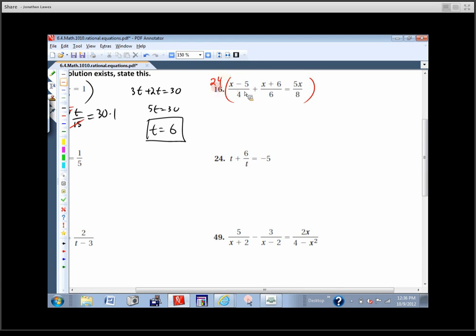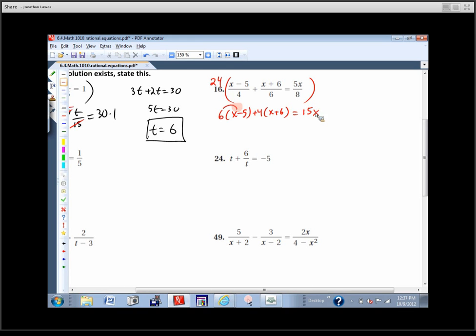When I distribute through here, 24 times that first term, the 4 is going to cancel with the 24. What's going to be left? A 6. So this is going to be 6 times x minus 5. When I multiply here, 24 is going to cancel with the 6. What's left? A 4. Now grab this sign. It's a positive 4 that's left, times x plus 6. And when I multiply here, 24 times 5x over 8, the 8 cancels with the 24. There'd be a 3 left. So it's 3 times 5x, so I'm just going to go ahead and write 15x. Okay, are there any questions there?